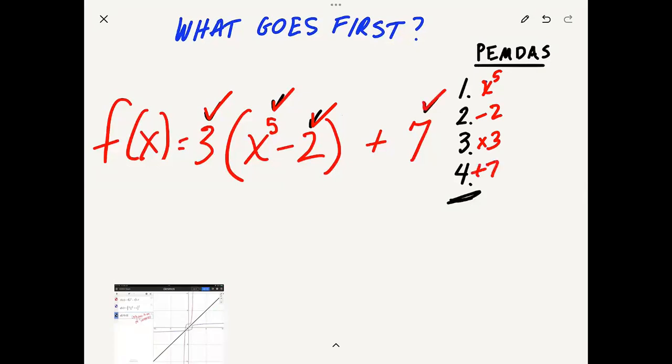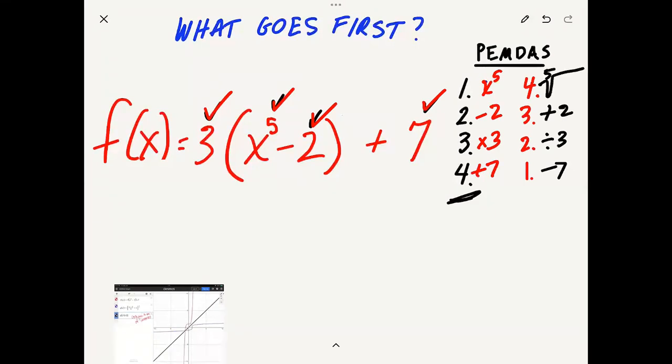So to find the inverse, we're just going to reverse the order of those operations, and we're going to take the inverses. So the inverse of adding 7 is subtracting 7. The inverse of multiplying by 3 is dividing by 3. The inverse of subtracting 2 is adding 2. The inverse of raising something to the 5th power is to take the 5th root.